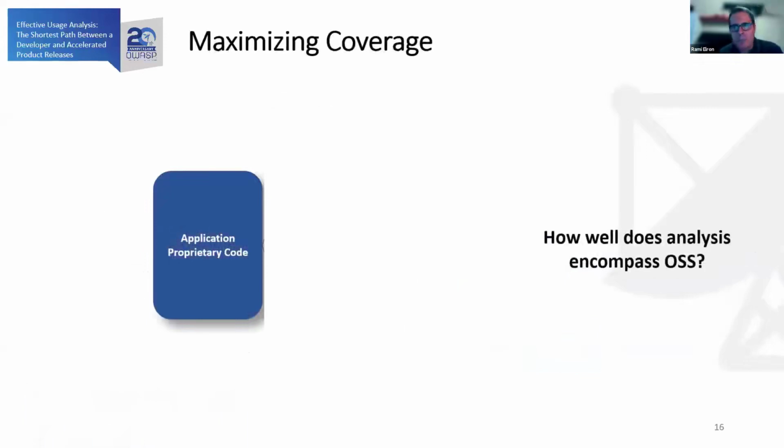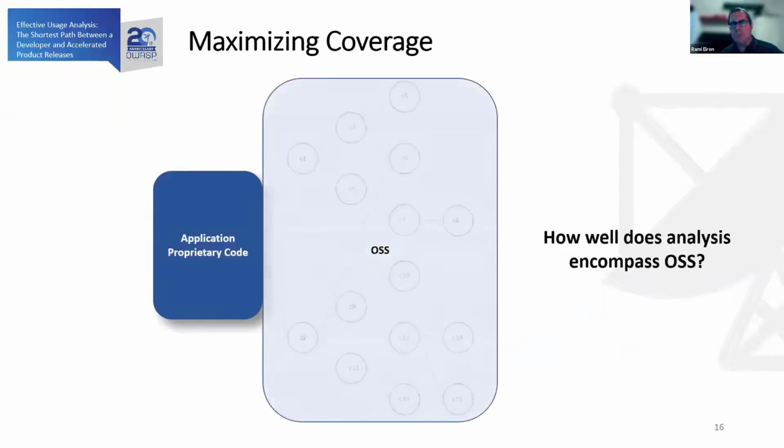So now let's get to some more technical stuff. The application's proprietary code and the open source part are depicted here in a manner that actually does not do justice to open source, because open source, in fact, is in many cases much larger in its purview, some claiming to be 80%, in many cases even more than that. But let's go with the example over here.